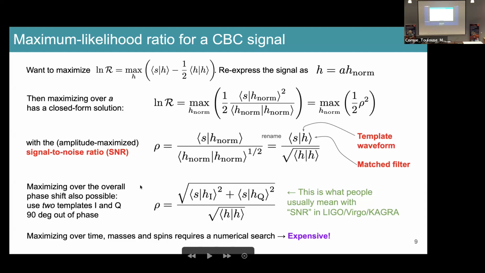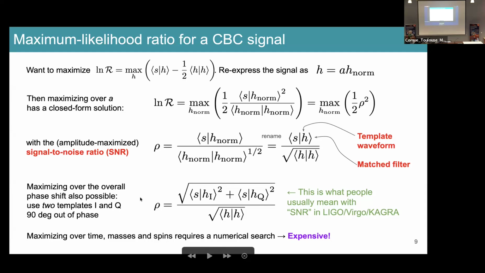We can go one step further and also maximize over the global phase. We have already maximized on the amplitude. We can also maximize over the phase analytically, and you simply take two templates shifted by a 90-degree phase rotation, and you take the quadrature sum, and you get the SNR maximized over amplitude and phase. This is what we mean when we say SNR. This is also an SNR. This is also an SNR, but these are maximized over different things.